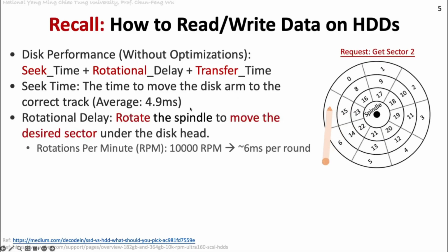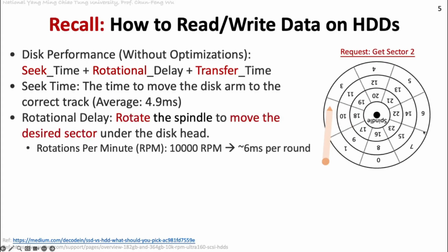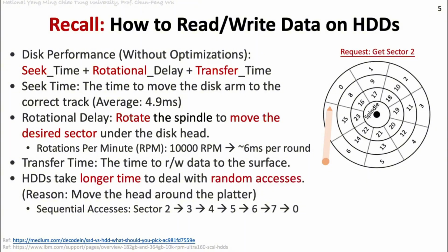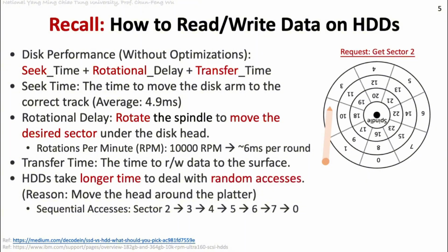And then rotation is the time to rotate the plate. If you're going to buy a hard disk drive, you will see something called RPM, and you can calculate how fast it is for each rotation. The third one is transfer time, which is to read or write data on the surface. Use the GMR to read the data, or the write head to write the data. It takes some time.